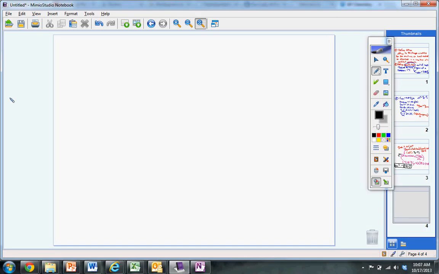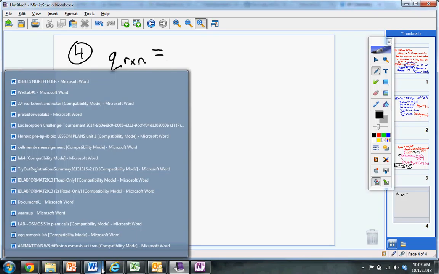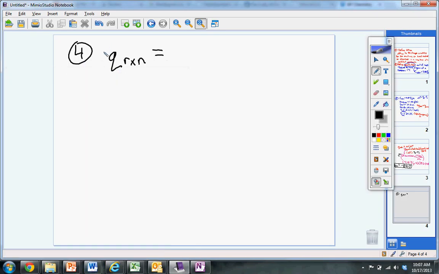All right, question 4. In question 3 above, the calorimeter has a heat capacity of 8.20 joules per degree Celsius. If a correction is included for the heat absorbed by the calorimeter, what is the heat of reaction Q? So, number 4, we have Q of reaction again. And that's going to equal, at this point, what?